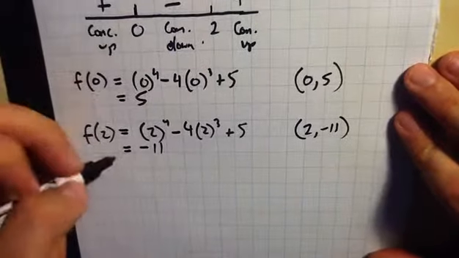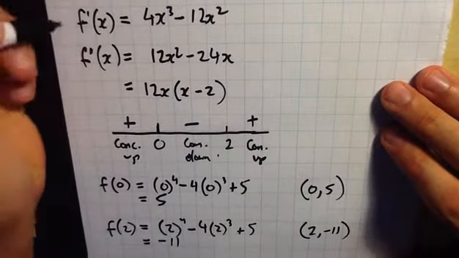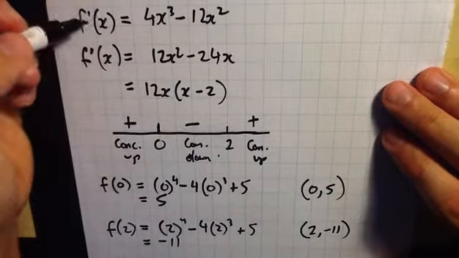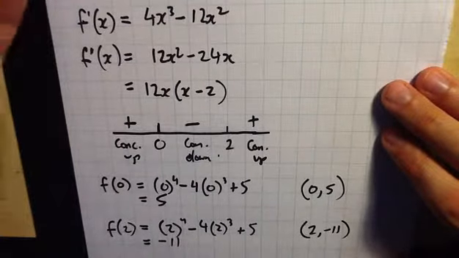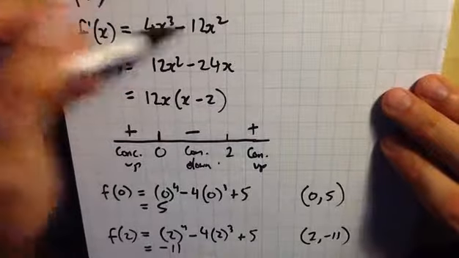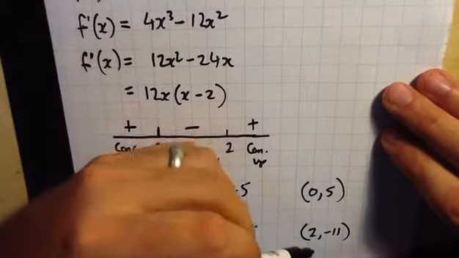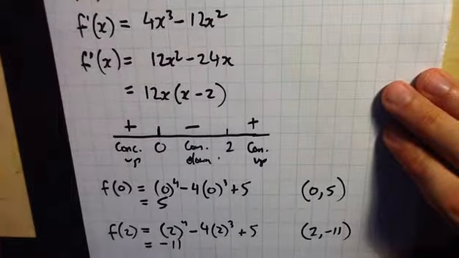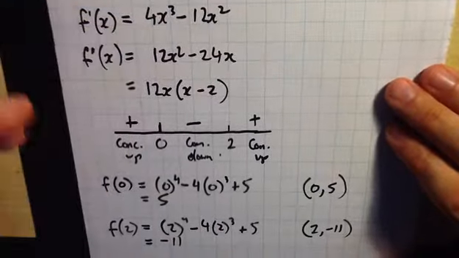Here's how I do it. I sub them into the first derivative, and when I sub them in, if I sub in 0 and the first derivative gives me an answer of 0, it's horizontal. If it doesn't give me an answer of 0, it's non-horizontal. Same if I sub in 2. If I sub it into here, it gives me an answer of 0, it's horizontal. If it doesn't give me 0, it's non-horizontal.